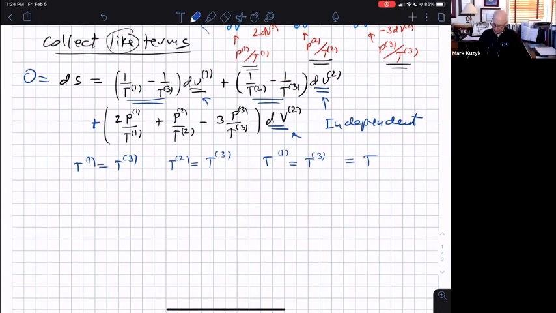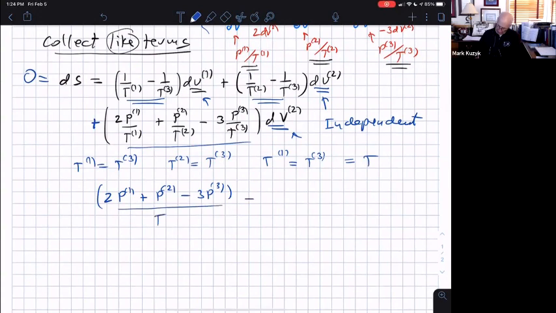Now that we have that, this last term, when we set it to 0, we're going to get 2 P1 plus P2 minus 3 P3, times, well, actually I don't need a times since these are independent. That has to be equal to 0. Okay? So we're actually done with the problem. It seems like we're not done because it looks like we still have an equation left. But actually, we are done.